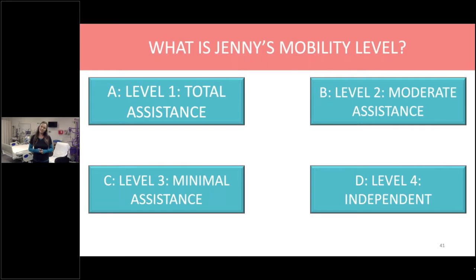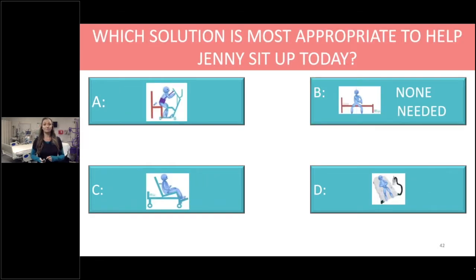What is Jenny's mobility level? Is it level 1, total assistance? Remember, Johnny was total. He needed help to sit up. But Jenny doesn't, does she? She is moderate assistance, level 2. We do not go on to stretch and point or stand because her medical condition has said no more than sitting today. So she's level 2.